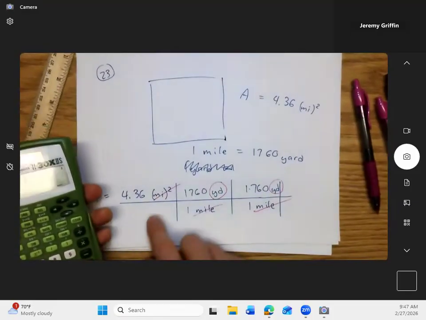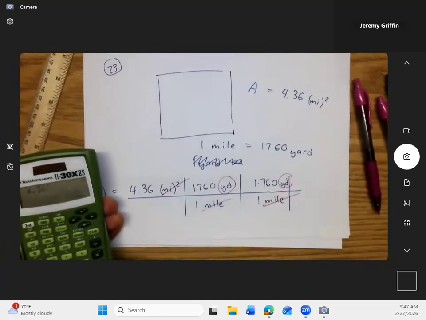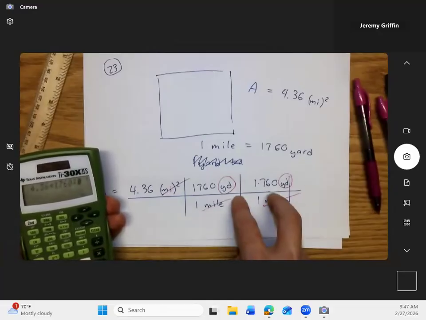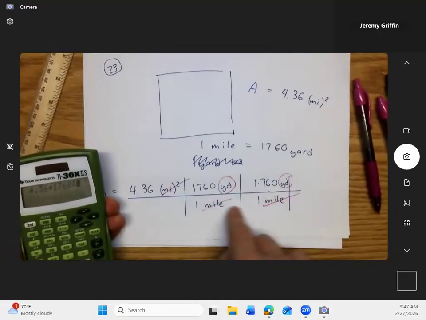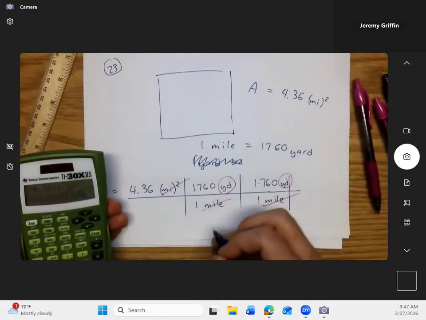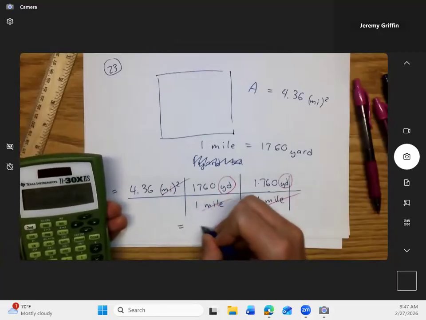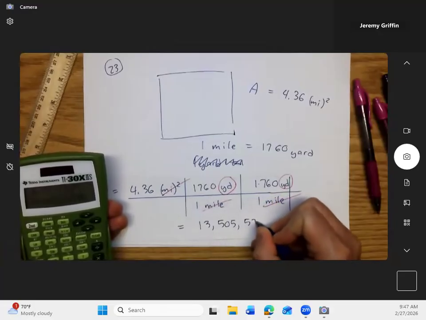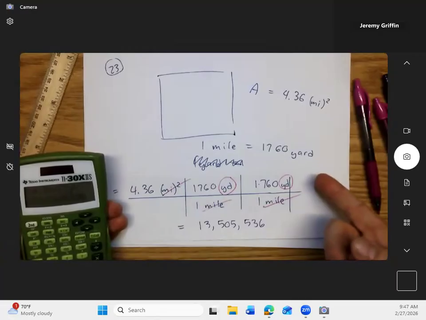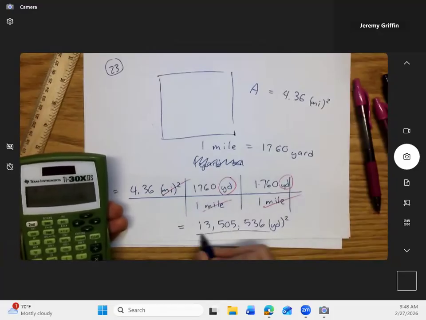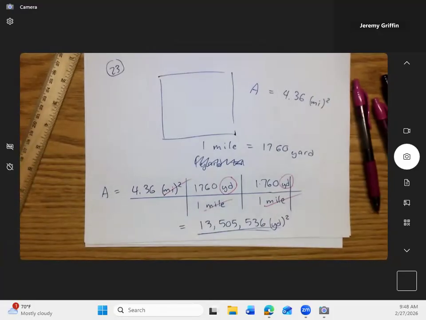So 4.36. In your calculator, just multiply across the top: 4.36 times 1760 squared. Like that. If there were numbers down here that were not 1 in the denominator, then you could divide by those, but we don't have anything like that. So I'm getting 13,505,536. That is a big number. Maybe that makes sense because we're talking about square yards, a tiny area. So this would be yards squared. You guys think the answer is 13 million? I think that makes sense.